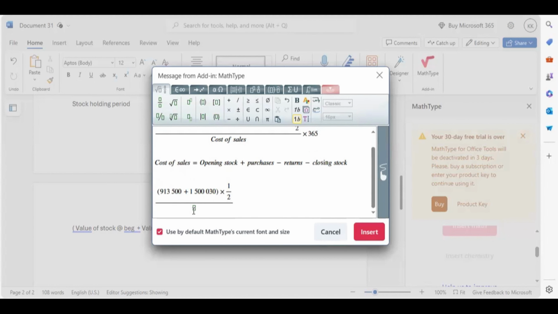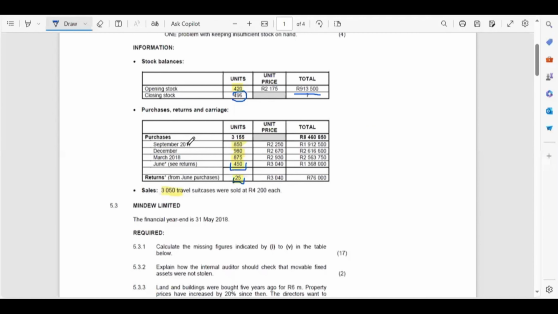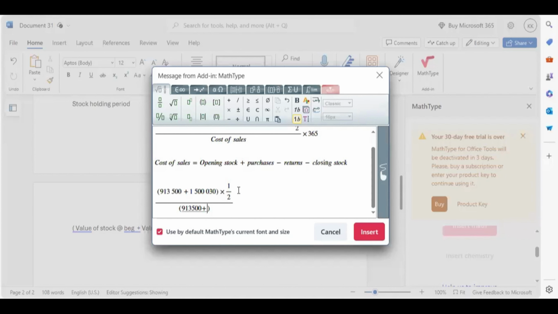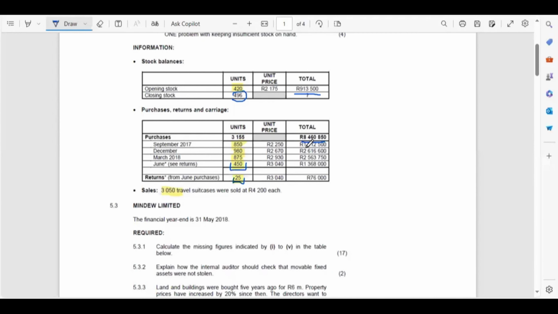Now, my cost of sales, I said it consists of the opening stock or the value of my opening stock. So it's going to be how much? It's going to be 913,500, right? Plus any purchases. Now, purchases during the year, let me see. Now, my purchases during the year amounted to 8,460,850. So let me see, it's how much? So they amounted to 8,460,000, right?